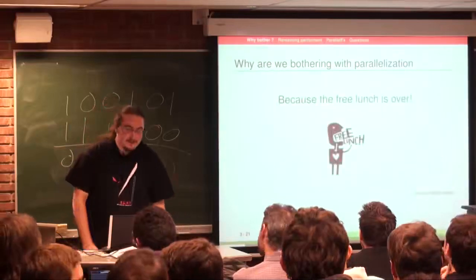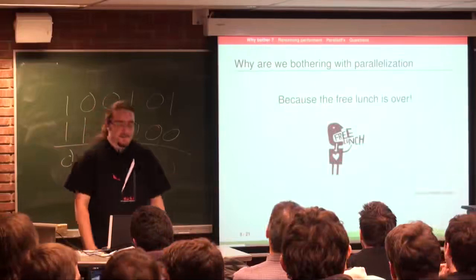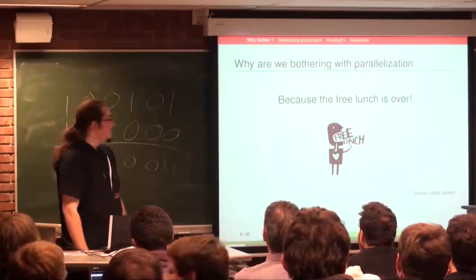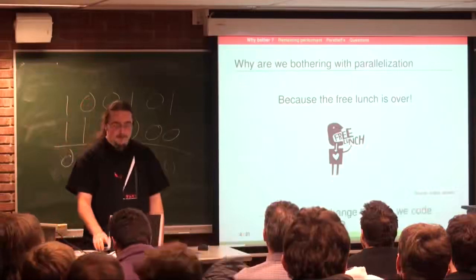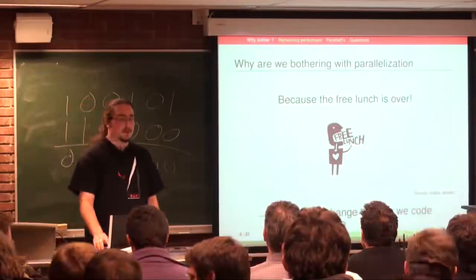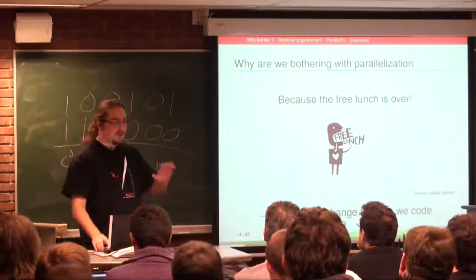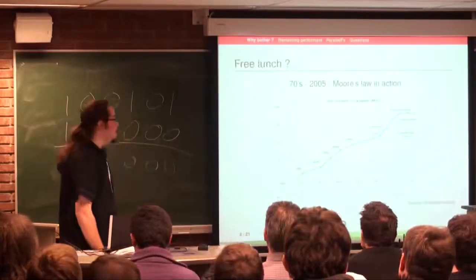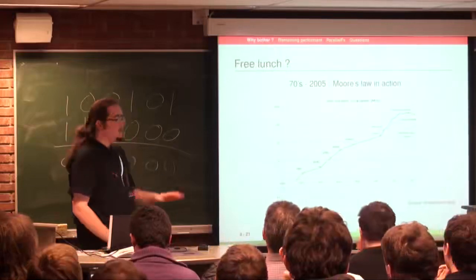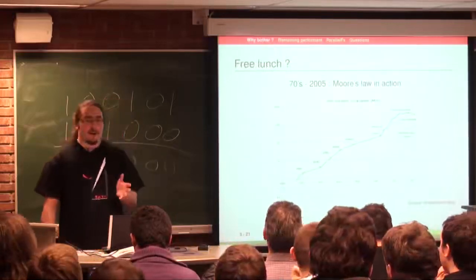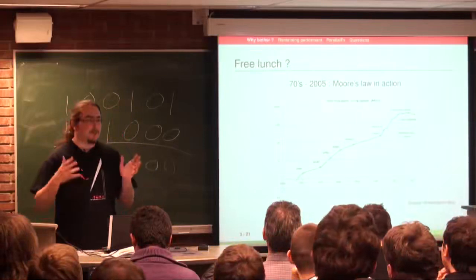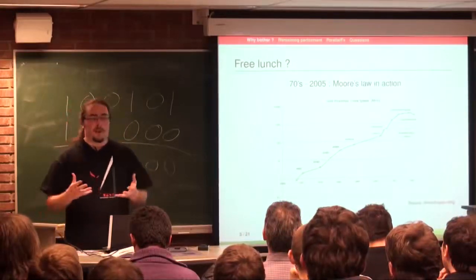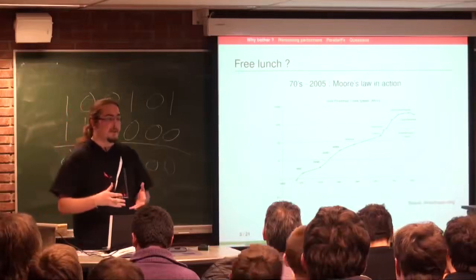We are bothering with parallelization today because the free lunch is over. I will explain exactly what the free lunch is, but basically we need to change the way we code. We have to throw away a bit of our point of view of serial programming. So what is exactly the free lunch? From about the 70s to 2005, chip manufacturers were fighting over the clock speed of the CPUs.